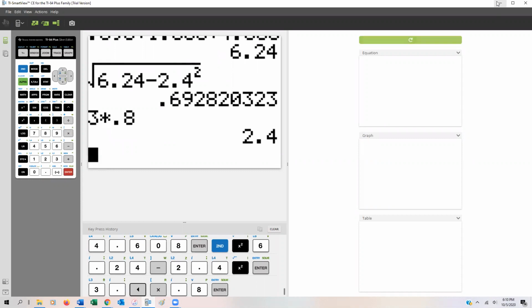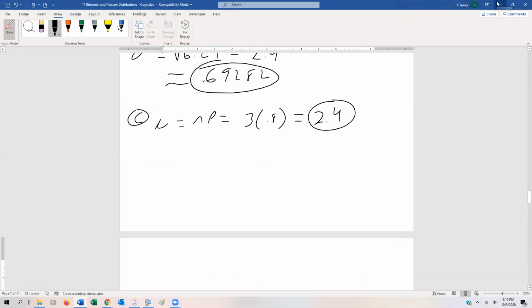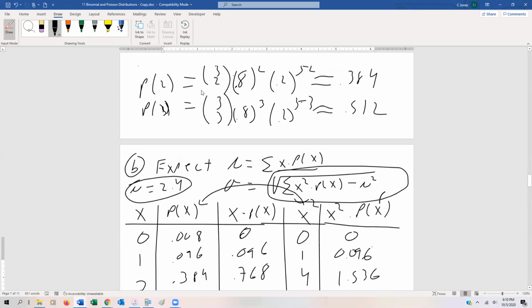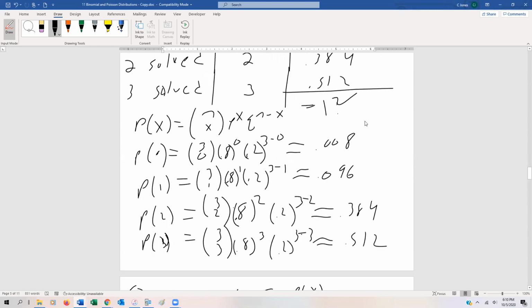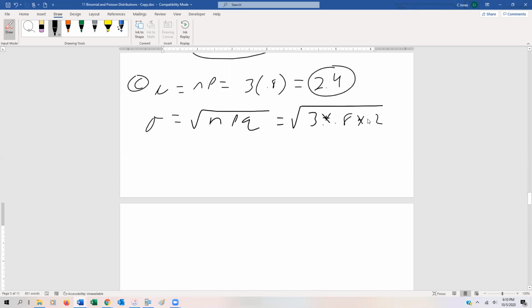All right, and then remember our other formula for sigma, the square root of n times p times q, which is the square root of 3 times 0.8 times 0.2, which was q. And we got q all the way back at the beginning. All right, so remember we found q all the way back here was 0.2. So it's not like some number I'm making up. Let's throw that in the calculator.